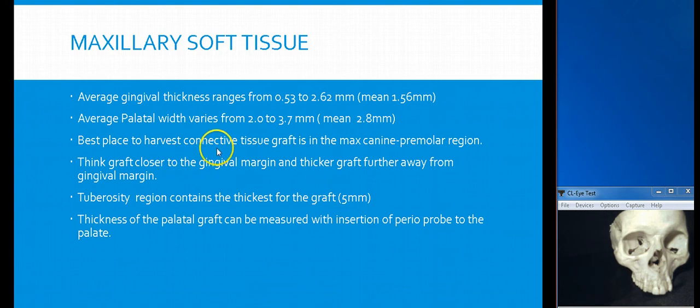The best place to harvest, for me at least, when I do my tissue grafting, is around the palatal part of the canine and premolar. The thick graft usually is at the gingival margin, but it gets even thicker when you're trying to get to the mid part of the palate, the midline of the palate. The tuberosity is where the thickest is, 5 millimeter. There's a lot of redundant tissue over there. And for the thickness of the palatal graft, I use my probe to literally pierce through and hit the palate to figure out exactly what kind of graft and what kind of tissue I'm expecting.